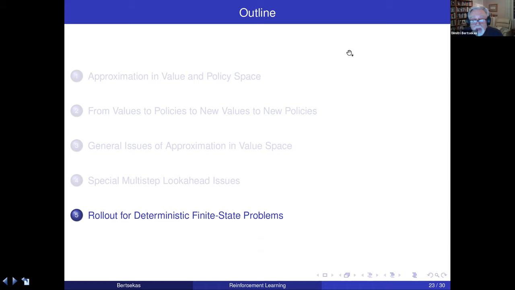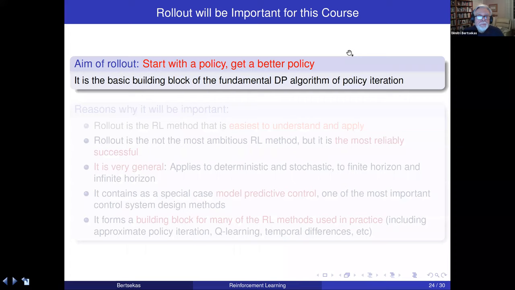Of course, I mentioned that one step or multi-step look ahead for stochastic problems is more difficult. Rollout for deterministic problems has some particularly nice properties, so it's worth considering separately. Okay, so what's the aim of rollout? Start with a policy, get a better policy. And it is the basic building block in policy iteration. Rollout is really the first step in policy iteration.